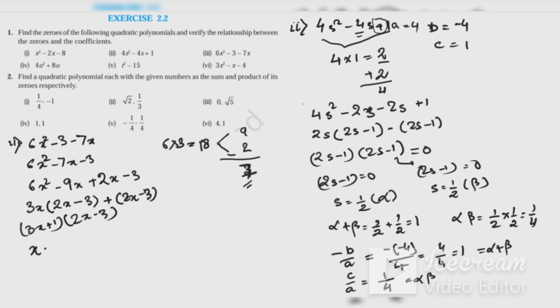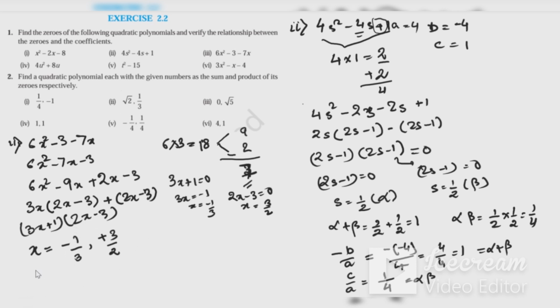So what are the zeroes of x I will have? Minus 1 by 3 and plus 3 by 2. So how did I get it? I told you, consider 3x plus 1 to be 0. You will get 3x is equal to minus 1, x is equal to minus 1 by 3. And next, if you consider 2x minus 3 to be 0, you will get x is equal to 3 by 2. Right? Now this is alpha and this is beta.